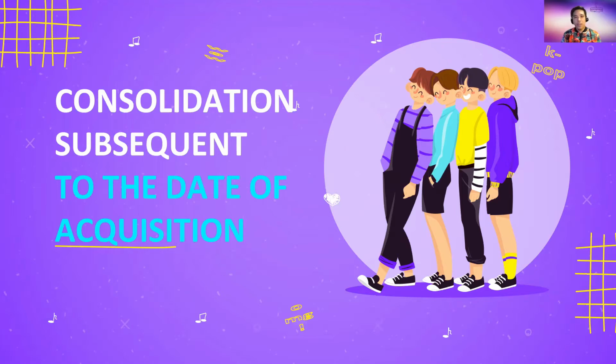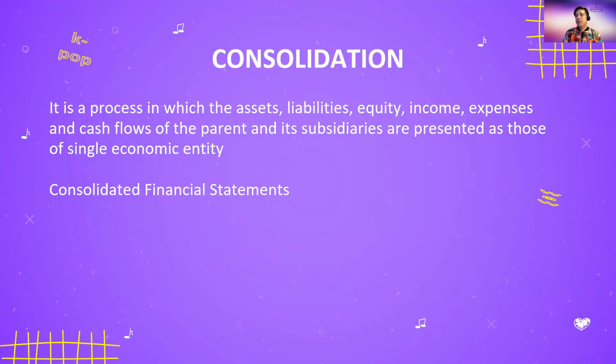Today, we'll discuss consolidation subsequent to the date of acquisition. Consolidation, by definition, is a process in which the assets and liabilities, equity, income, expenses, and cash flows of the parent and its subsidiaries are presented as those of a single economic entity. If we consolidate all of these elements, we call this consolidated financial statements.